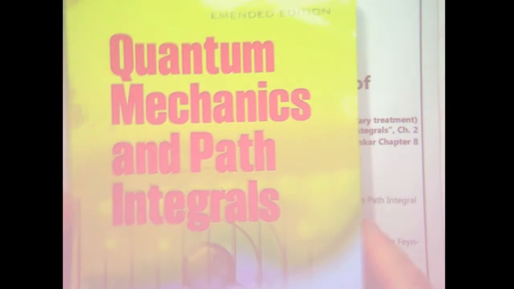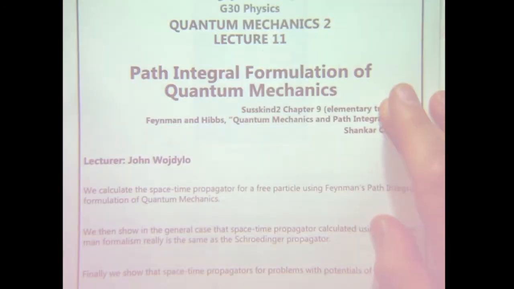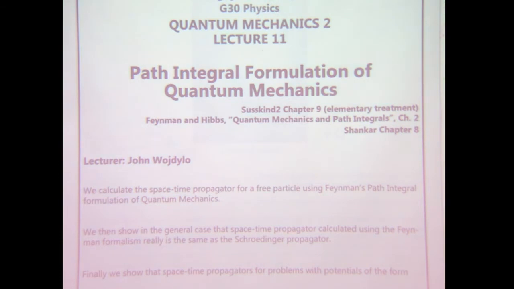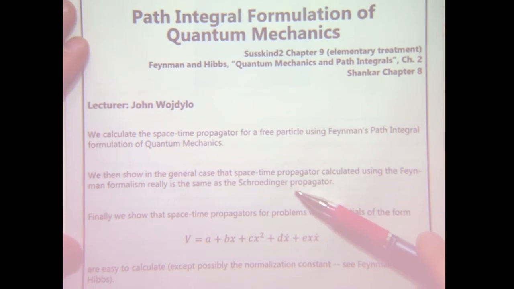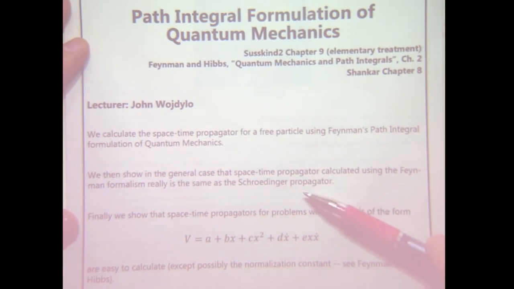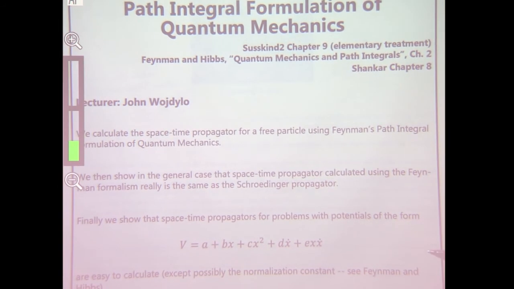So if you're going on with physics, I highly recommend you read this book, because you're going to end up doing path integrals a lot in high energy physics and in quantum gravity or in all sorts of places. Okay, so we're going to calculate the free particle space-time propagator, and then we'll actually show in general that the space-time propagator calculated using the Feynman formalism, the path integral formulation, really is the same as the Schrodinger propagator.